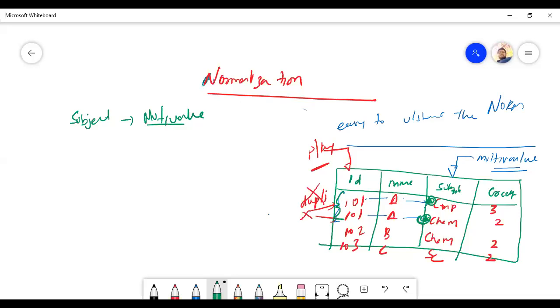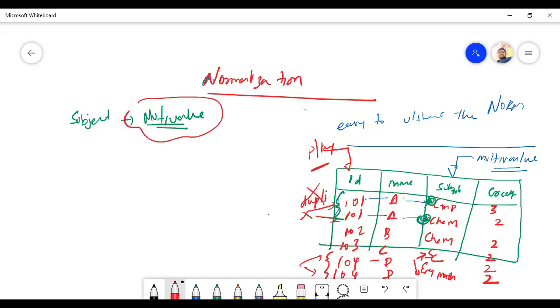That is the theory behind the multi-value. Suppose you have another person, 104, his name is D, and he is taking English, then credit 2. 104, name D, taking the subject maths, credit 2. Now you see, this is also the case, 104 D, 104 D. Because he is taking science and English, the duplication is happening. So that is what we are calling multi-value. This subject attribute is a multi-value attribute.